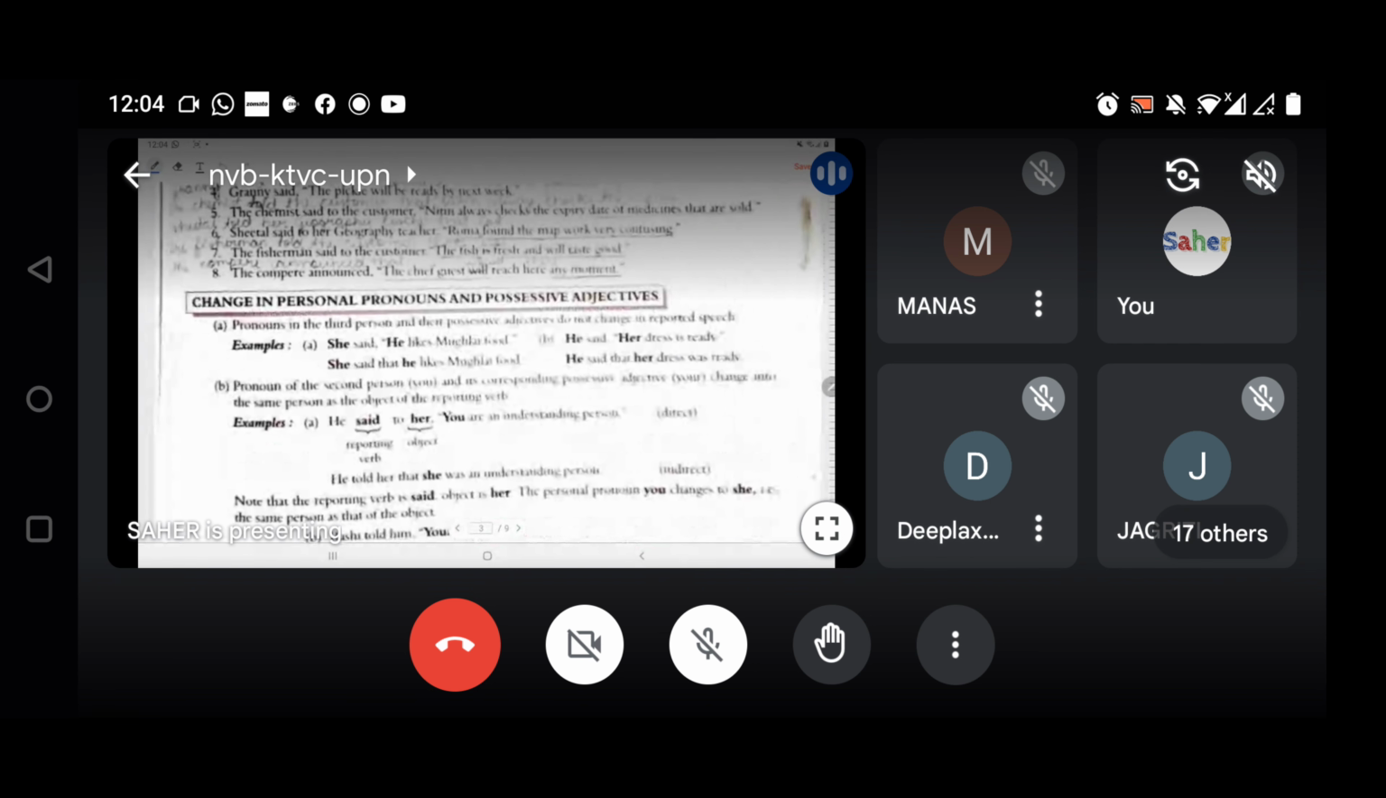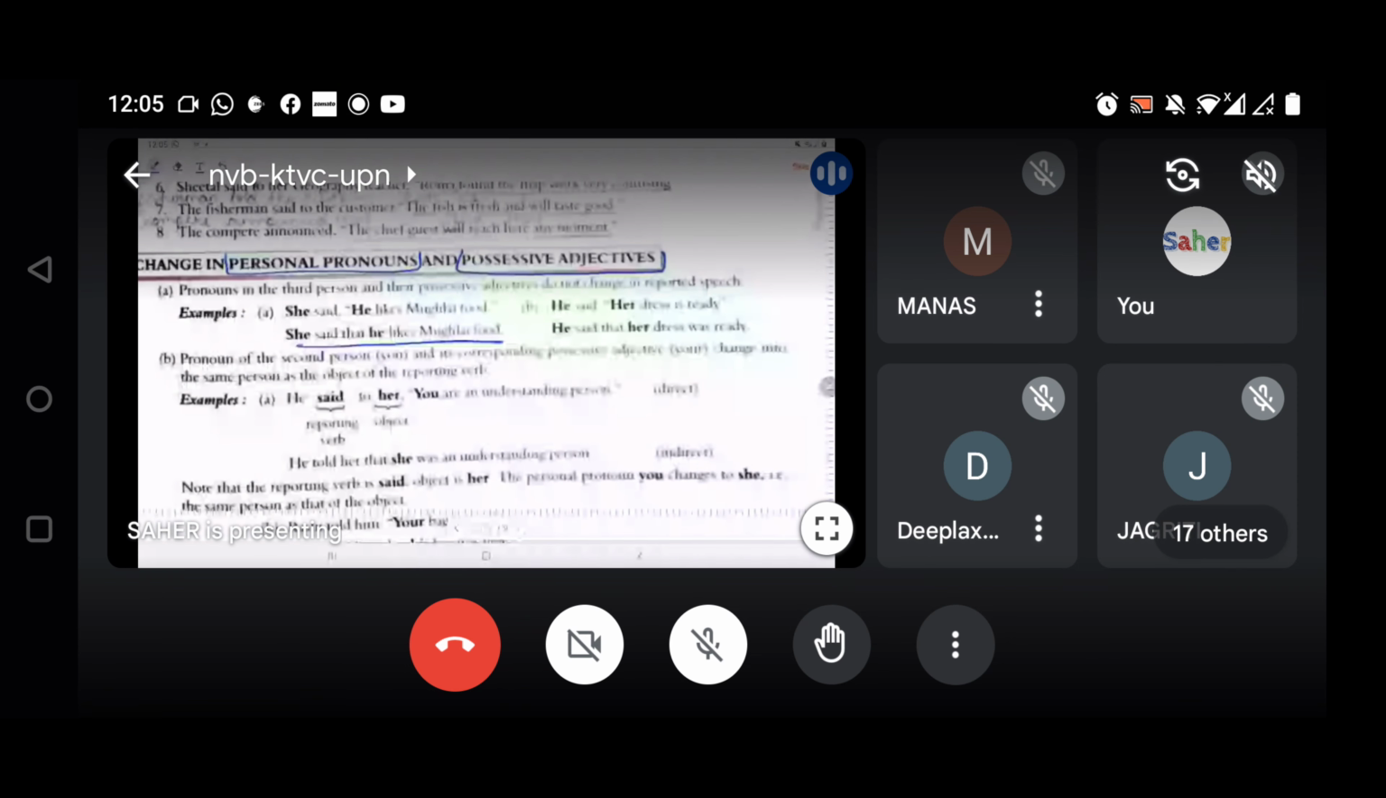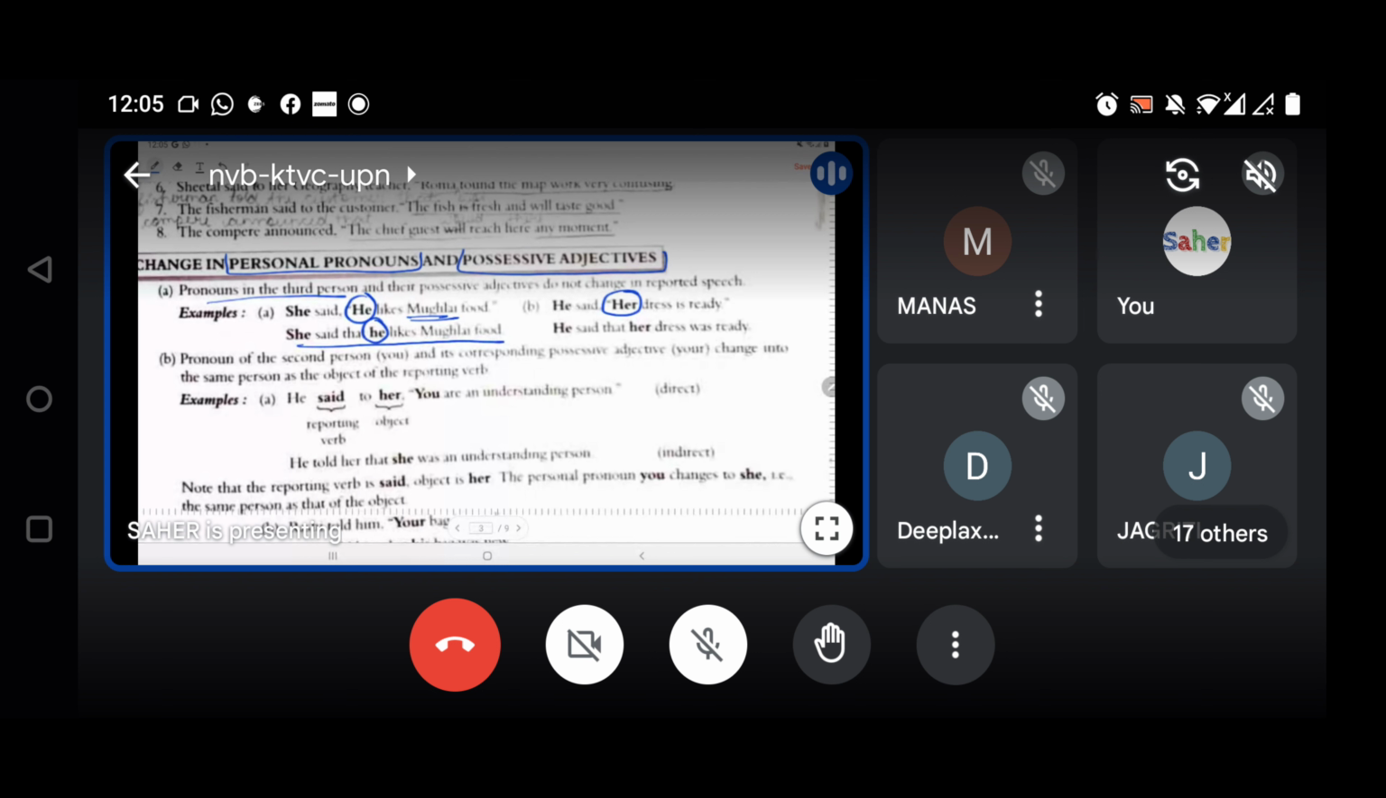Some changes in personal pronouns and possessive adjectives are there. For example, she said he likes Mughlai food. So she said that he likes Mughlai food. This is the third person. If we are talking about the third person pronouns, then it will not change. And what is Mughlai food? Mughlai food is a kind of cuisine, a type of food like Chinese.